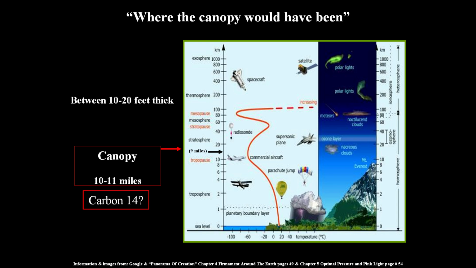And so, where do they think the canopy would have been? It's somewhere around 10 to 11 miles, and that would be really close to where that C14 was being created. So it is a reasonable theory. Again, we don't know. It's just a theory.